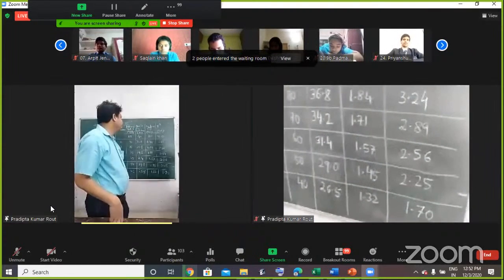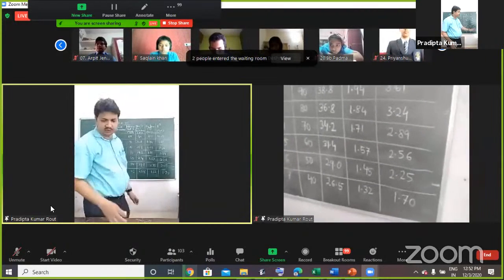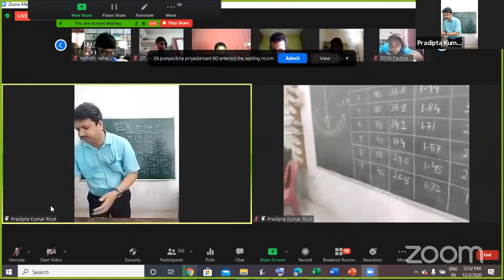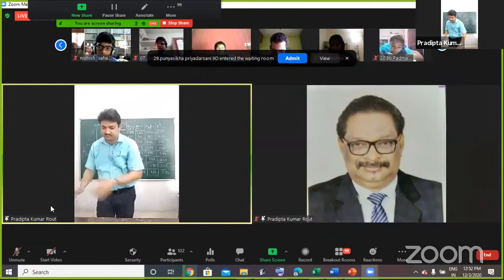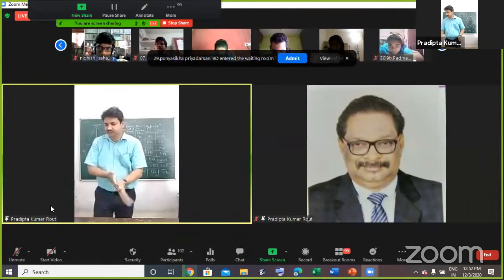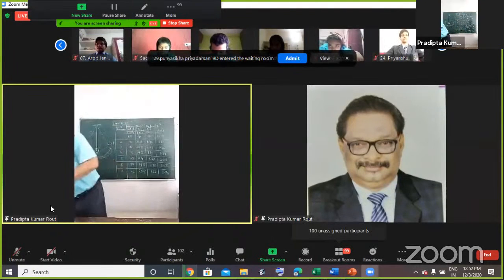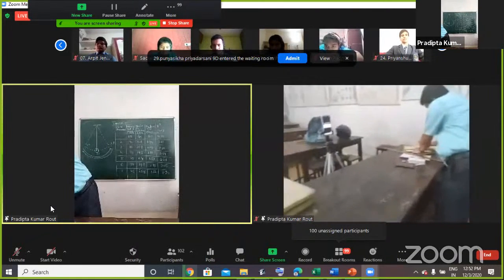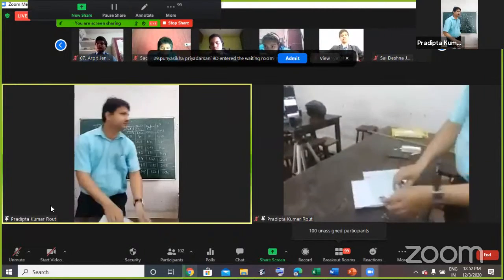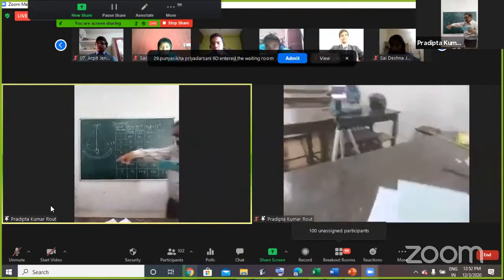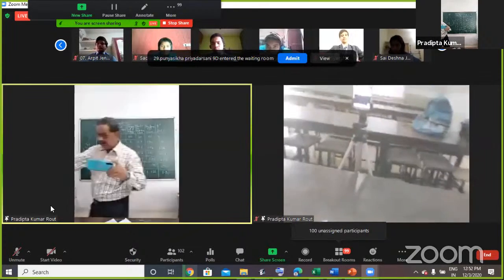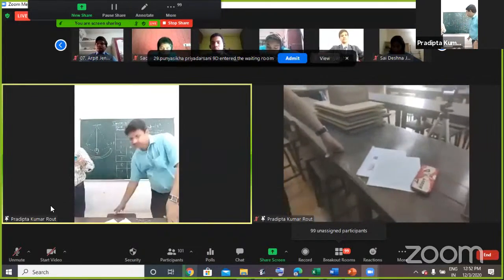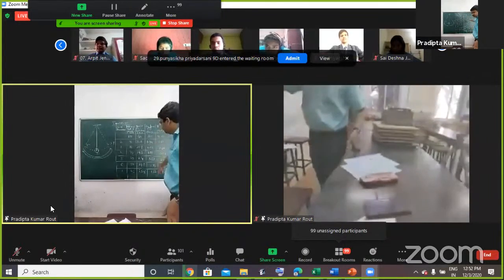Now we have to plot a graph. This graph I am showing you. Sir will zoom the camera so that you can see how to plot the graph. This is a very important part of this experiment, the plotting of the graph. Now, children, before I plot the graph, you complete these calculations.